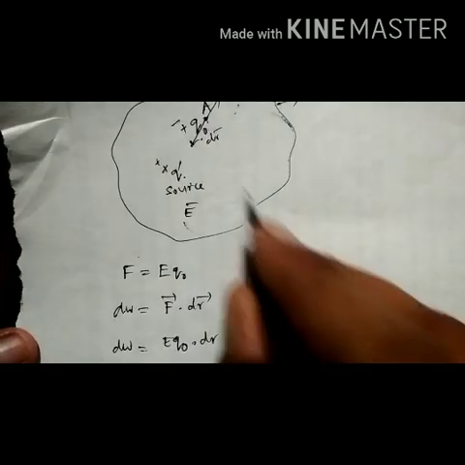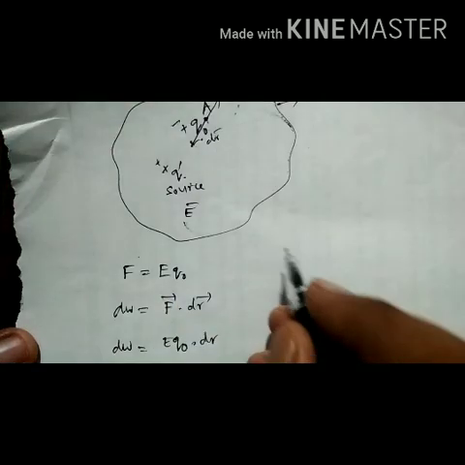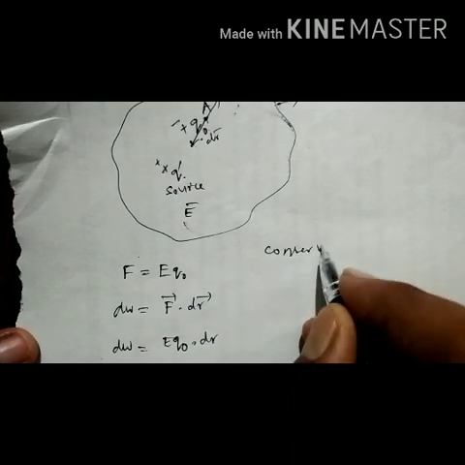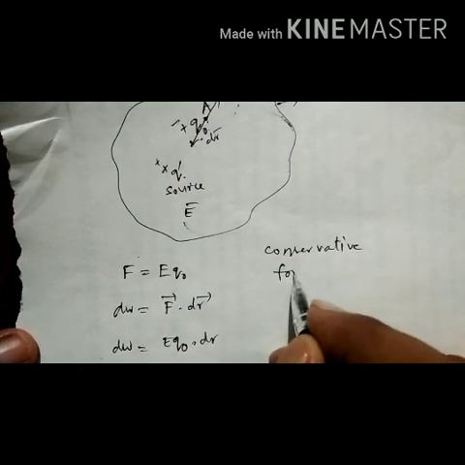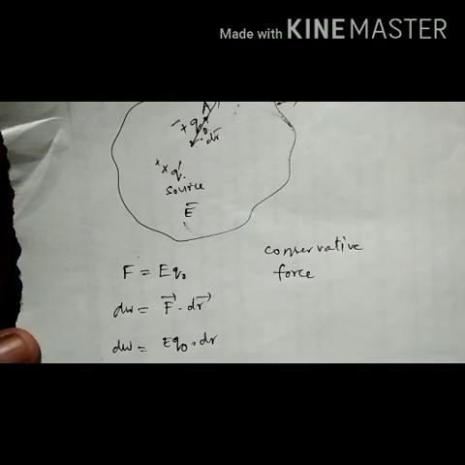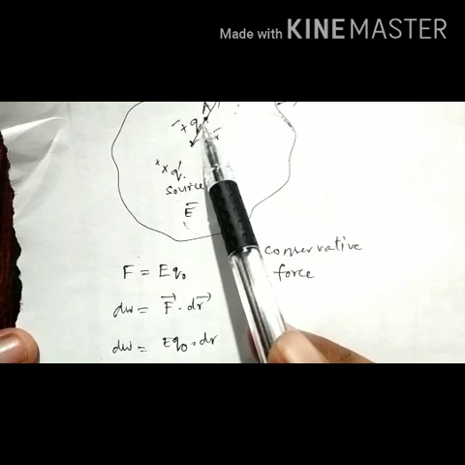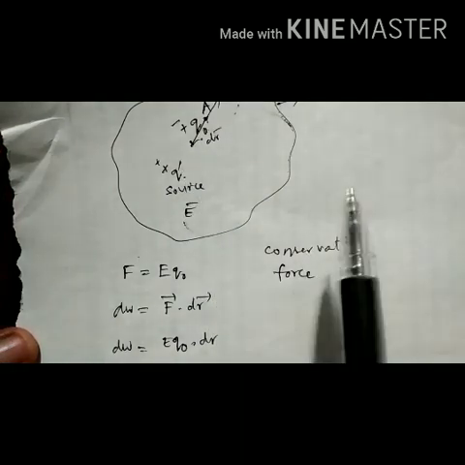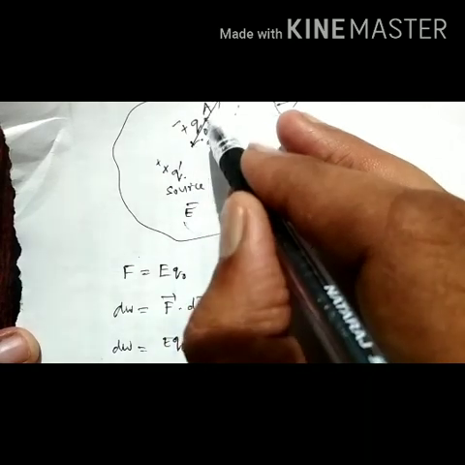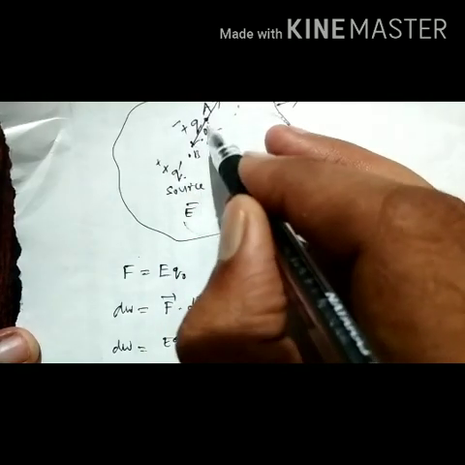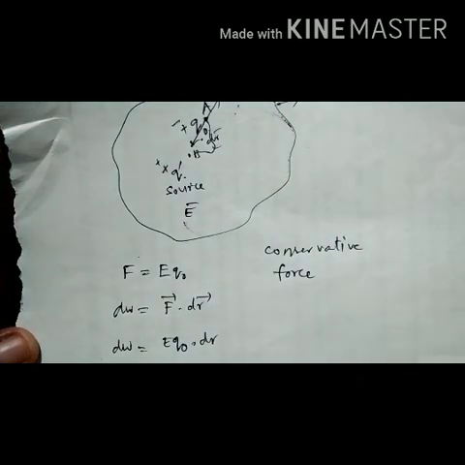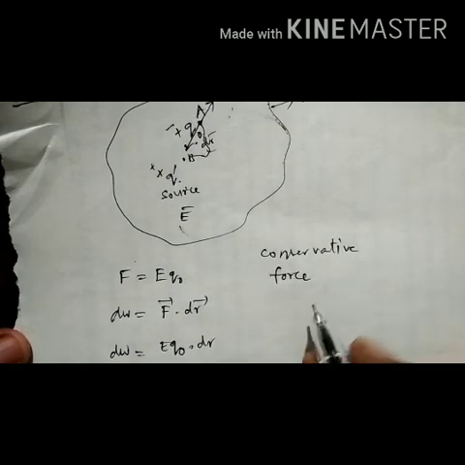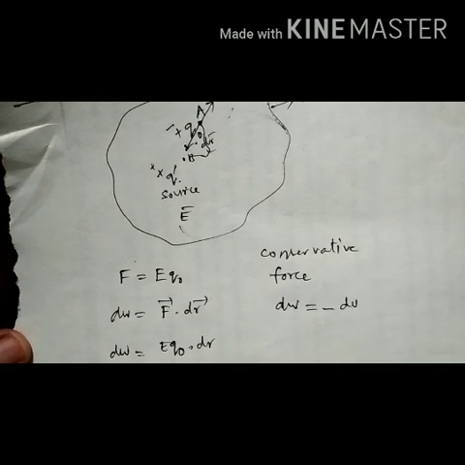As you know, electric force is conservative in nature. What is the definition of a conservative force? The work done by this force depends only on initial and final positions. It will not depend on the path followed. Suppose you want to move this charge from A to point B, whatever the path, the work done will be the same. Similarly, for a conservative force, the work done is stored as potential energy of the system. So that is the importance of a conservative force.